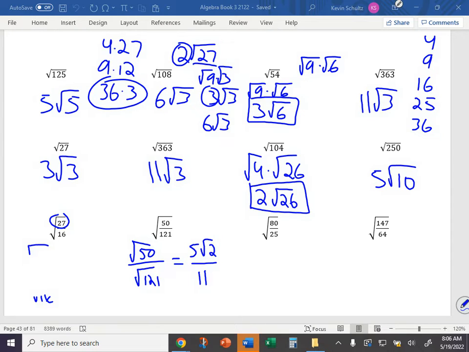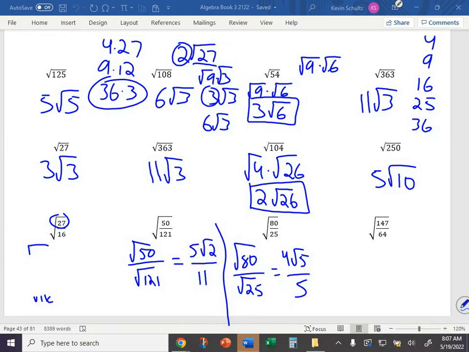Root 80 over 25. Again, we can split this up to be root over root. That denominator is a perfect square. You're welcome. And how does root 80 simplify? Catherine? Yes, you may. How does root 80 simplify? Claire? 4 root 5. 16 is the largest perfect square. 16 times 5. And the root of 16 gives us 4.